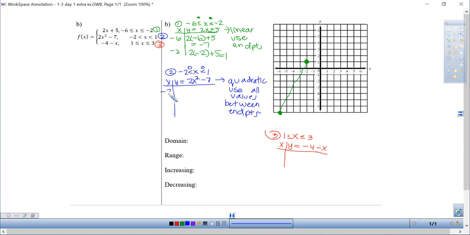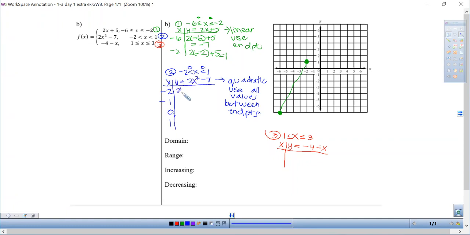So I need to plug in -2 to +1. I want to plug in each x value between there. So that means I also want to plug in -1, 0, and 1. So I'm going to plug in -2. I'm going to plug in -1, 0, and +1. Okay, so let's substitute those in so we can get our values.